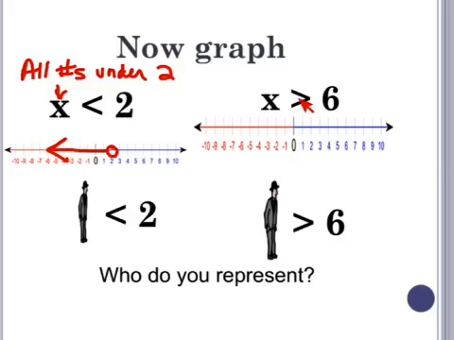Okay, the next problem says all the answers are bigger than 6. So show me the answers on the graph. Well, what we're going to do is put an open circle at 6 and point it to the right. Okay, these are where all the winners are. I want to be a winner. I am bigger than 6. Who am I? I am 8. I am 9. I'm 10.1. I'm all the numbers bigger than 6, but not 6. That's why I left a gaping hole here. It's called an open circle with an arrow pointing to the right.